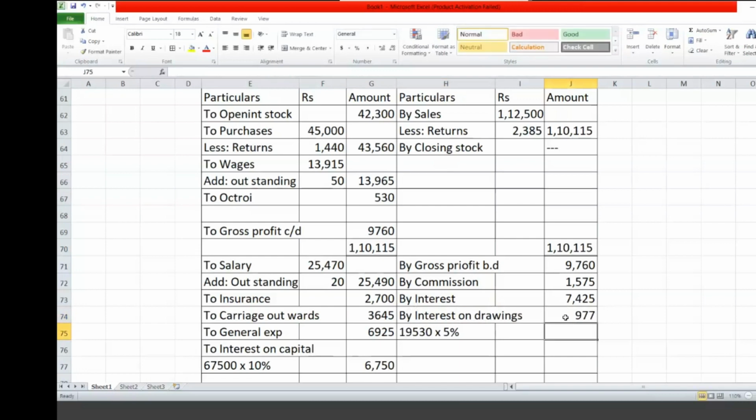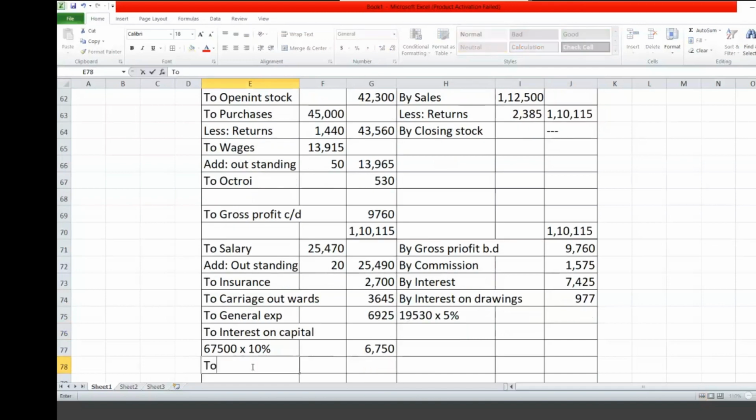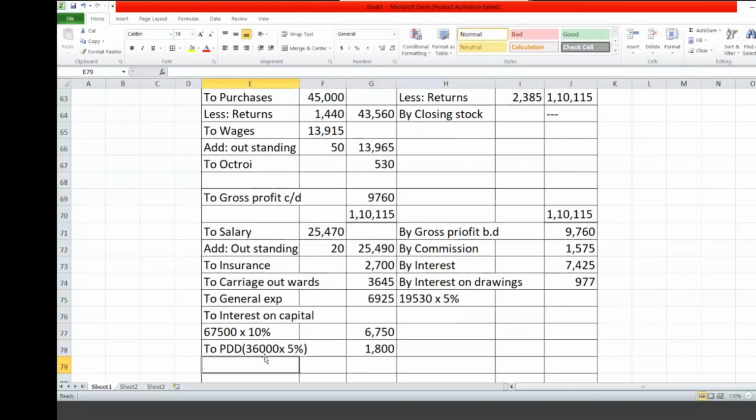Okay. Next, outstanding expenses, wages and salary we have taken. Make provision for doubtful debts on debtors at 5%. So, to provision for doubtful debts. What is the amount of debtors first of all? Debtors is 36,000. On that 5%. How much will you get? 1,800. The amount is 1,800.